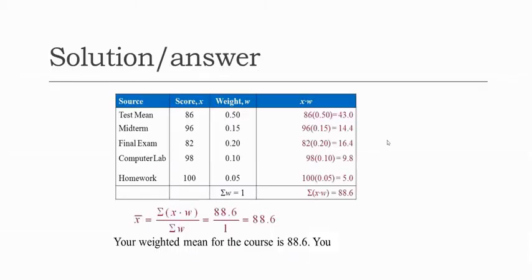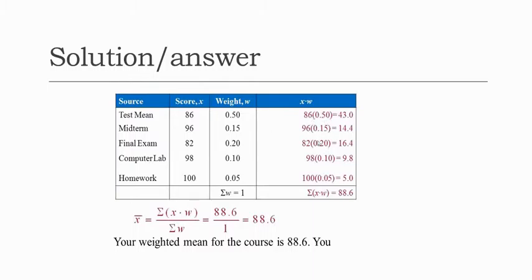So how do we compute the weighted mean? Even if we will not use the weighted mean, this is how we calculate the mean. We get the scores, then the weights, and then we get the product of the weight. So 86 times, of course, 50%. When you compute, you have to change it to a decimal, so that will be 86 times 0.50 equals 43.0. So you get the product.